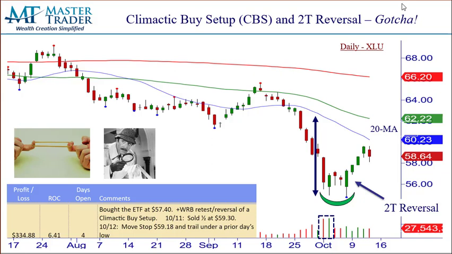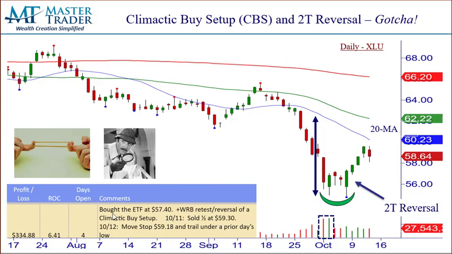Now, this is what I call a gotcha bar. We gotcha. It made a new low and then had a range expansion bar that closed above the high of these 3 bars. That's what we call a 2T, in this particular case of our 4-bar reversal, because I have 2 bottoming tails and the new low is a plus. This is a closed trade.